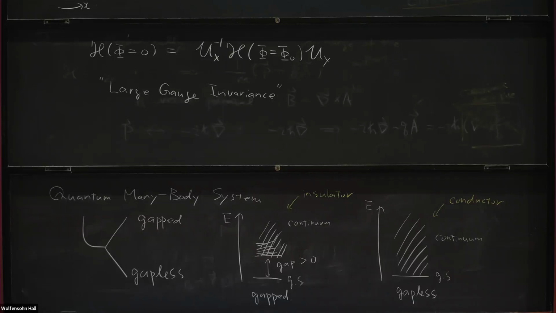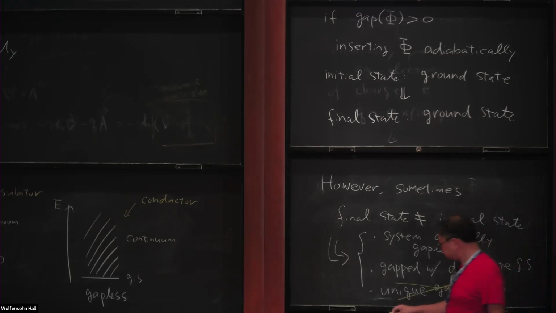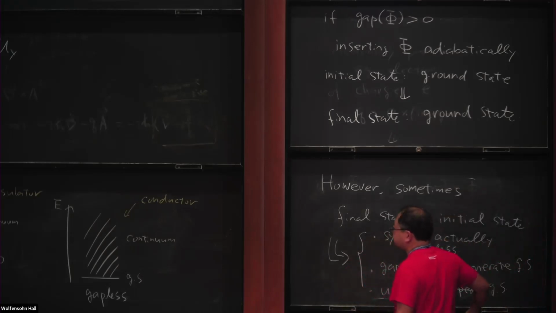So this last possibility, which is the most trivial scenario, can be ruled out if we can show that the final state must be somehow different from the initial state. And I'm going to discuss a few examples where we can show this explicitly. Then we can show that either the system is actually gapless or the system must have degenerate multiple ground states if there is a gap. So that's the strategy.